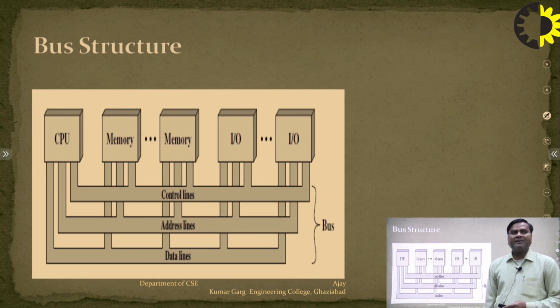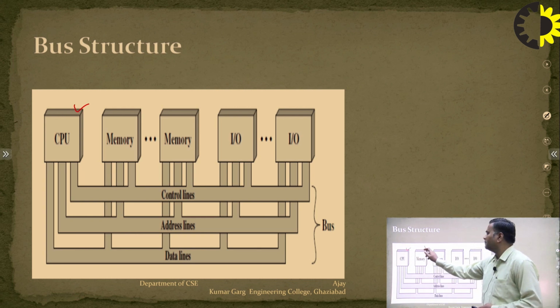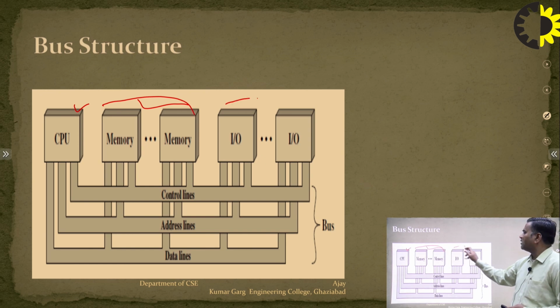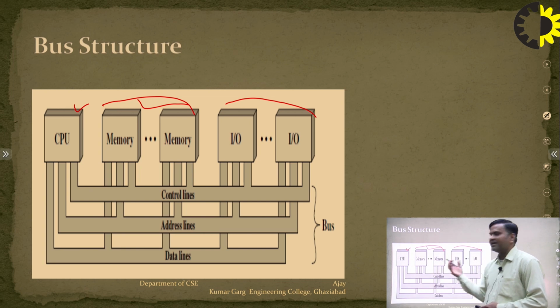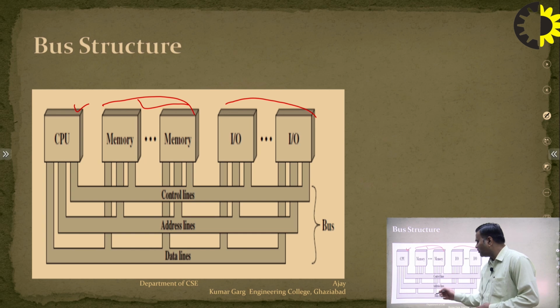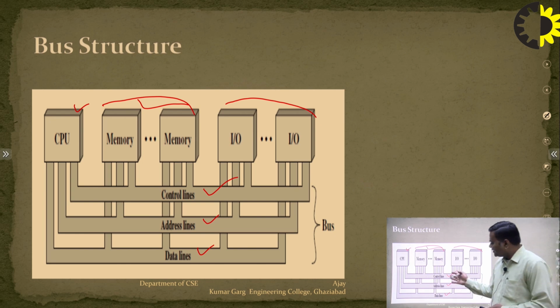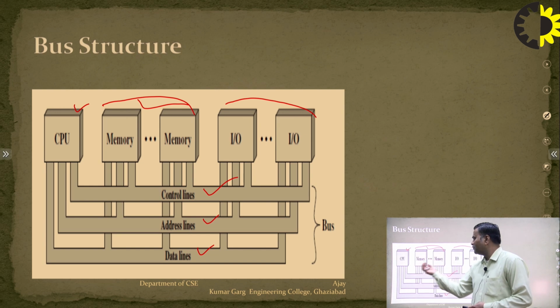If we talk about the bus structure, here we can see that there are three main components: CPU, memory, which is made of parts, and the I/O module. These three components, CPU, memory, and I/O, are connected with the help of data lines, address lines, and control lines, because these are the system bus that connects the CPU, memory, and I/O.